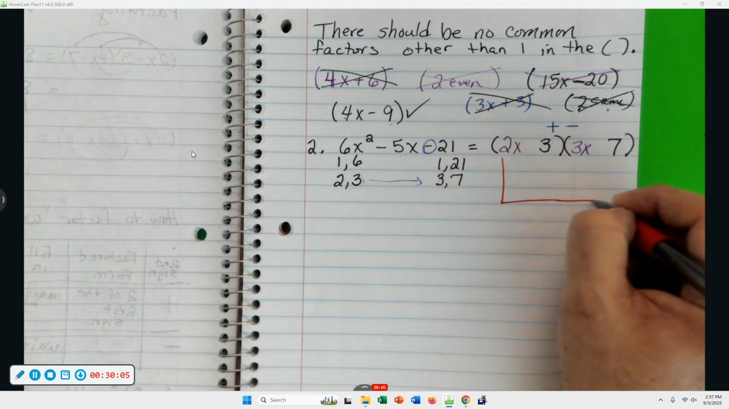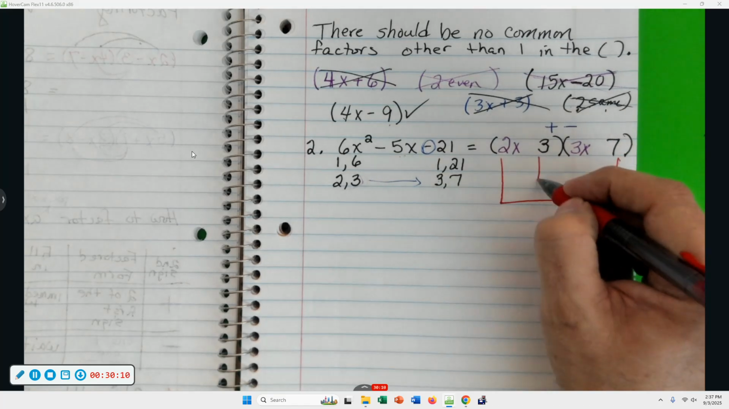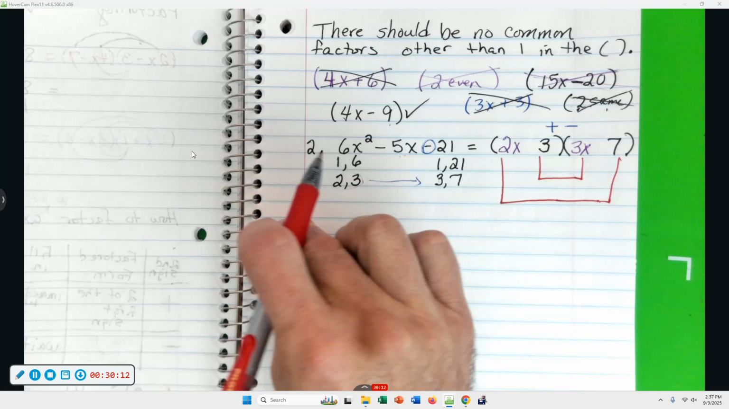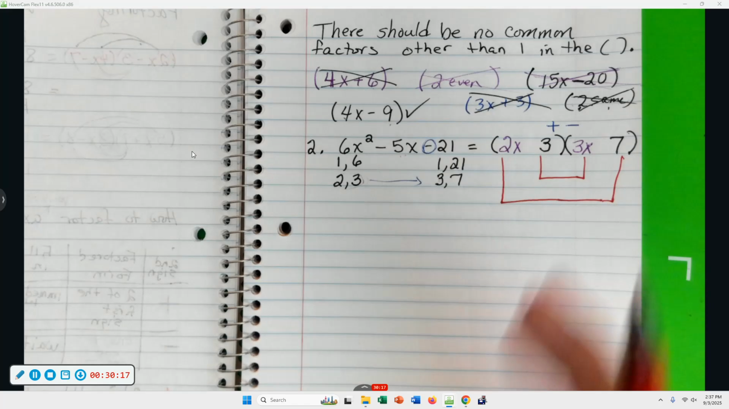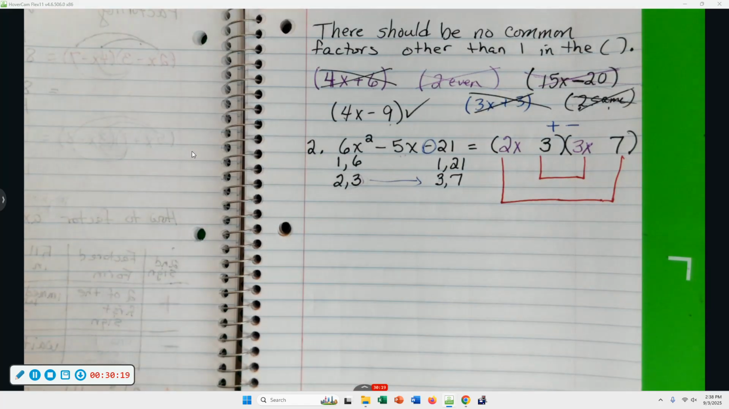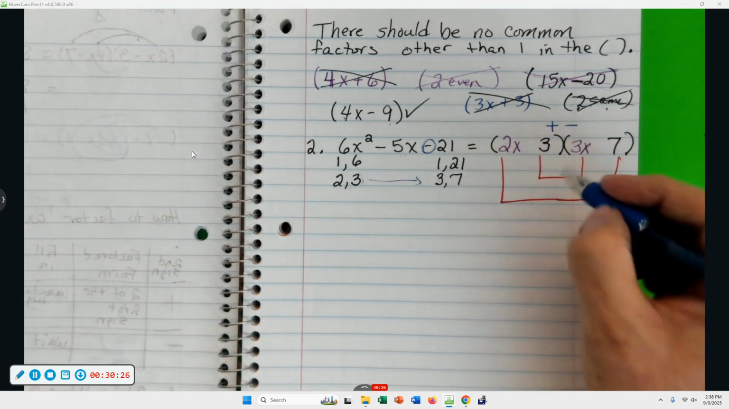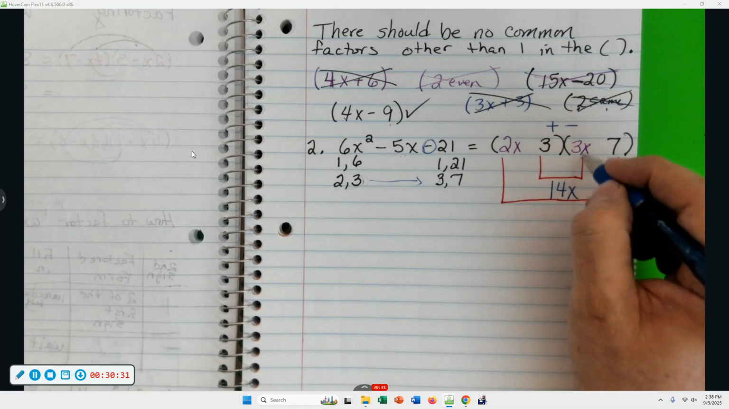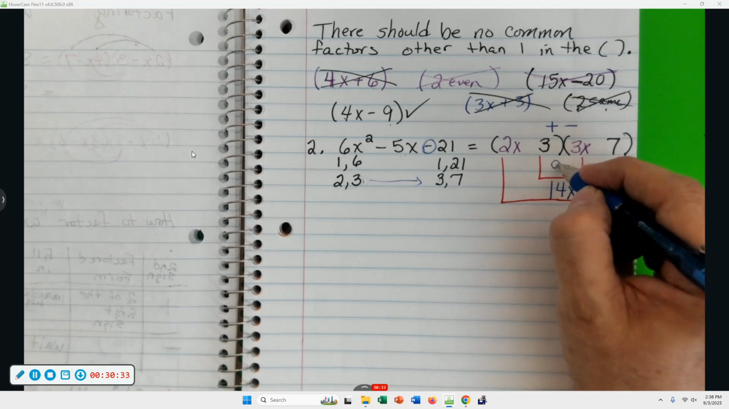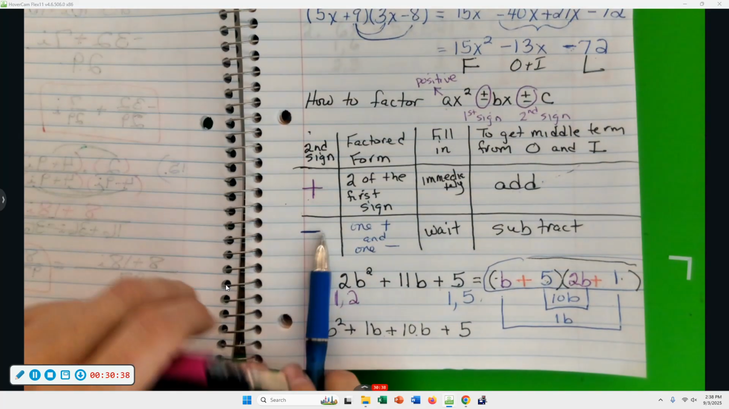I'm going to look back at the table, but these little marks are just for my outer and inner. If you just want to FOIL it out horizontally, that takes up less paper, but I sort of like to see how I'm getting this outer and inner stuff written out. If you were FOILing, the outer term would be 14x. What would the inner term be? 9x. Now look back at that table. This is the second case.